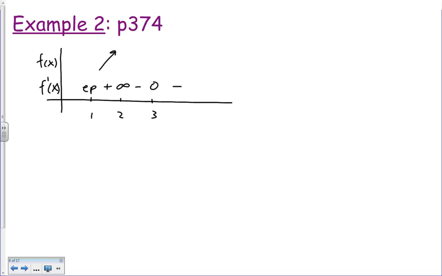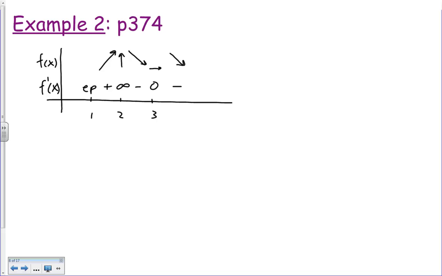From 2 to 3, I can see that my function is decreasing, but at 2 I see I have an infinite slope. So we draw a little vertical line there to indicate an infinite slope. From 2 to 3, I have a derivative that's negative, so that means my function is decreasing. At 3, the function levels off. We draw a little horizontal line to indicate that. And then after 3, it continues decreasing. So we draw, again, an arrow indicating that it's decreasing.